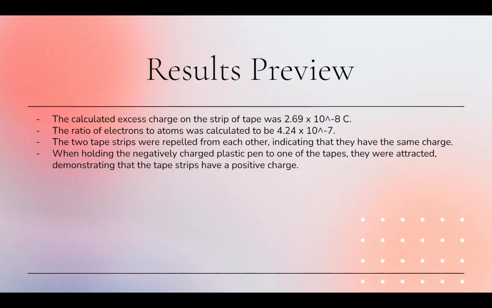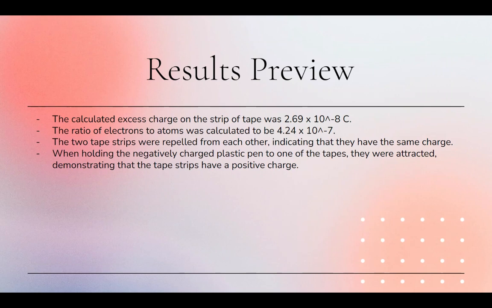As a preview of the results, the calculated excess charge on the strip of tape was 2.69 times 10 to the negative 8 coulombs. The ratio of electrons to atoms was calculated to be 4.24 times 10 to the negative 7. The two strips of tape had identical positive charges, as they were repelled from each other but attracted to a negatively charged pen.